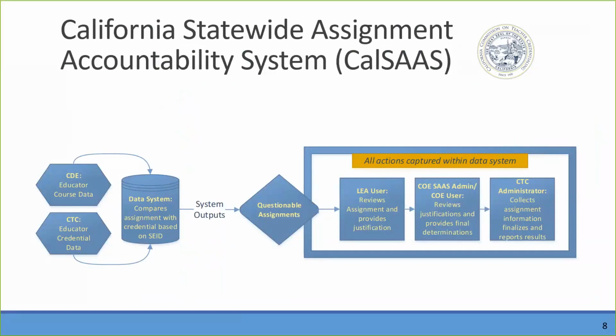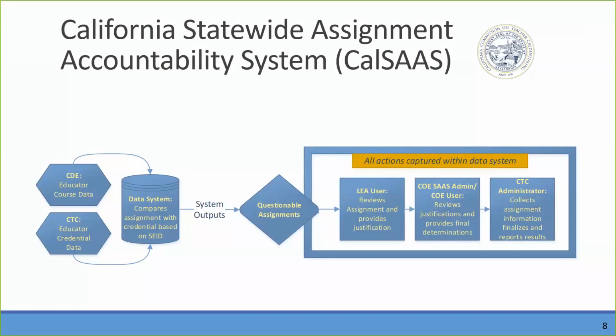So what happens to those exceptions or questionable assignments? They come into the CalSAAS system and they're viewable by the LEA. The LEA has an opportunity to review all of the exceptions and provide a justification or an explanation for why that questionable assignment is not a misassignment. Maybe they'll say they have the teacher on a local assignment option that's been approved by their local governing board. We'll talk about local assignment options in a little bit, but there are different ways that the teacher might be authorized outside of their credential area.